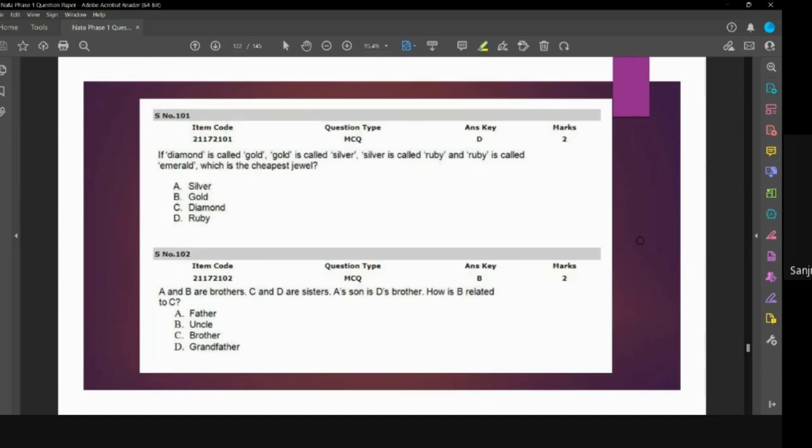In the question, A and B are brothers, C and D are sisters. A's son is D's brother. How is B related to C? I'll repeat. A and B are brothers, C and D are sisters. A's son is D's brother. How is B related to C? The answer is uncle, which is option B.